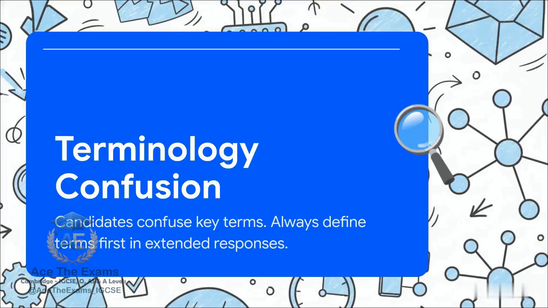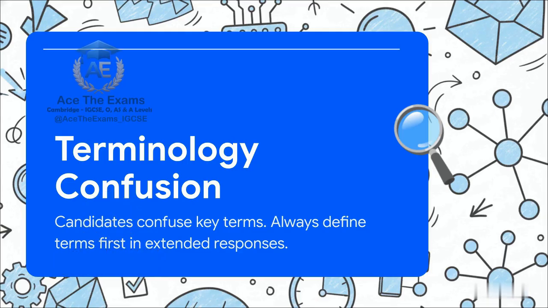So the crucial takeaway is right here. Never, ever assume the examiner knows what you mean. Define your terms first. The principal examiner reports explicitly state that candidates consistently confuse key terminology. If you get an extended response question about data integrity in a DBMS, your very first sentence needs to define that term clearly. What is it? It's the overall accuracy, completeness, and consistency of data throughout its entire life cycle.